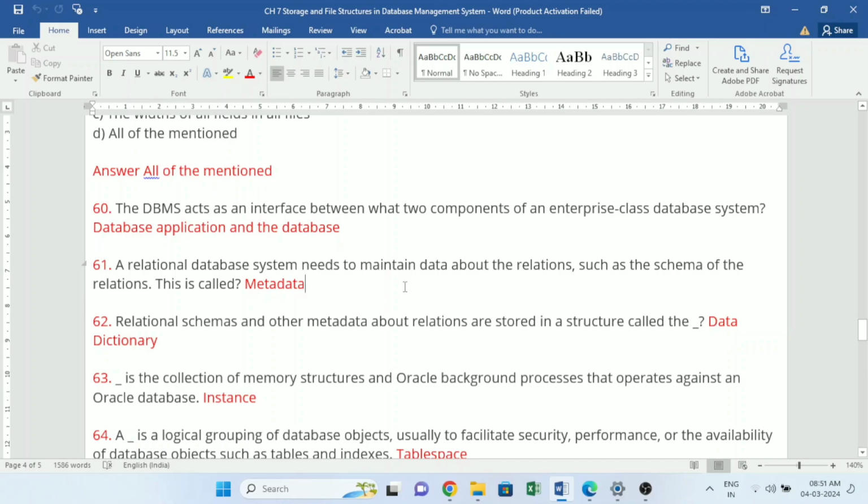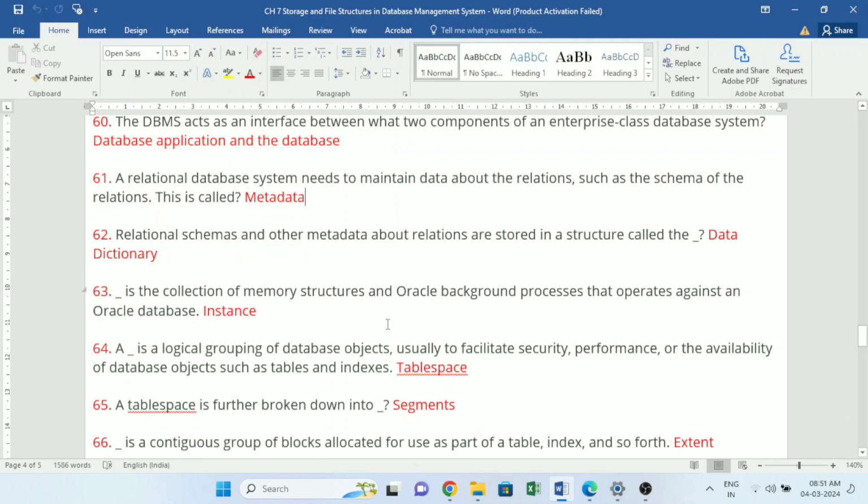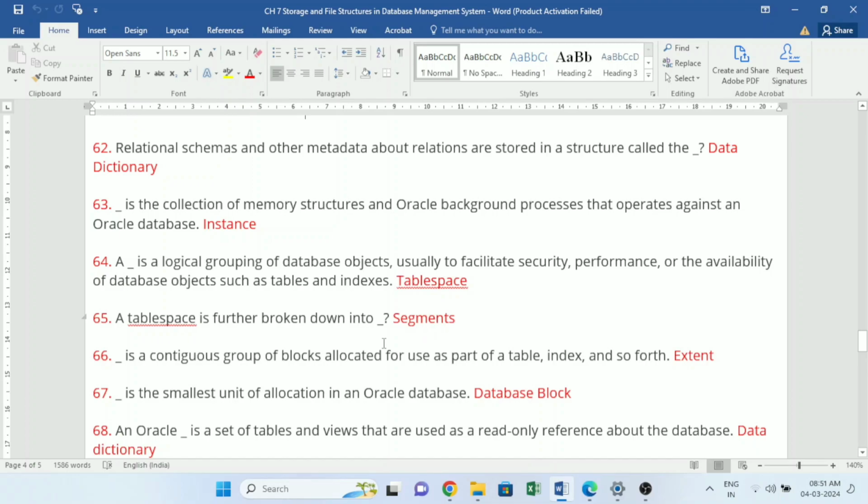61. A relational database system needs to maintain data about the relations, such as the schema of the relations. This is called metadata. 62. Relational schemas and other metadata about relations are stored in a structure called the data dictionary. 63. _ is the collection of memory structures and Oracle background processes that operates against an Oracle database instance. 64. A _ is a logical grouping of database objects, usually to facilitate security, performance, or the availability of database objects such as tables and indexes.